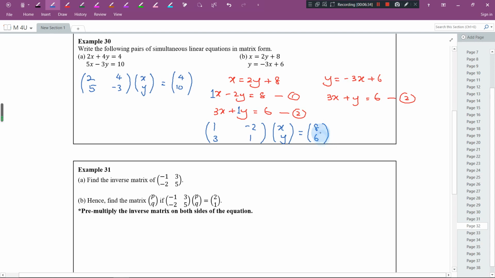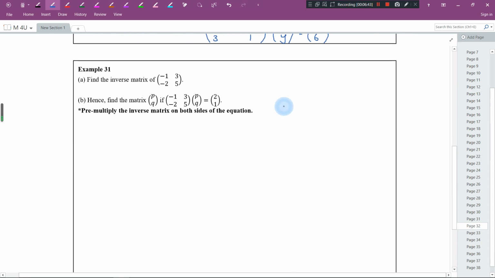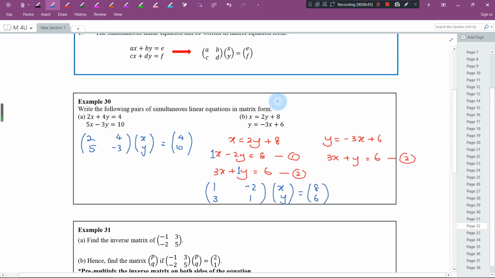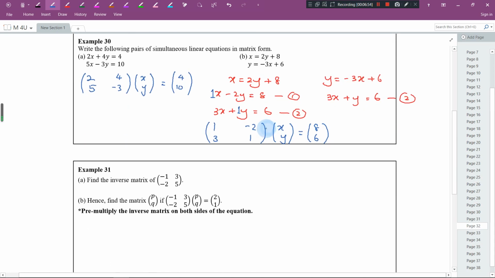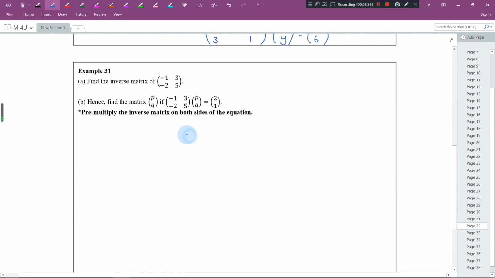Okay, so this is the way we write this pair of simultaneous linear equations in matrix form. Now let's try a few more examples. The main thing we need to learn in this part is how we solve simultaneous linear equations using the matrix method. Okay, now we are going to learn it here.